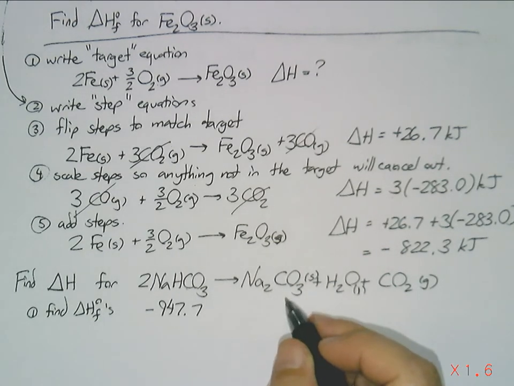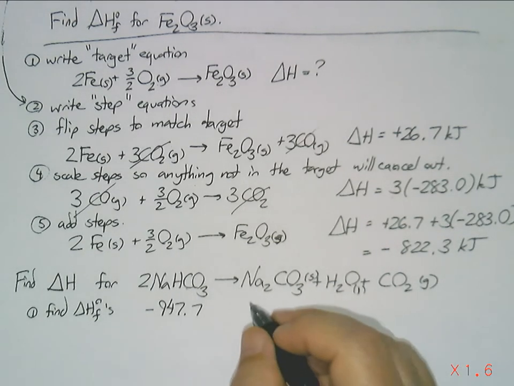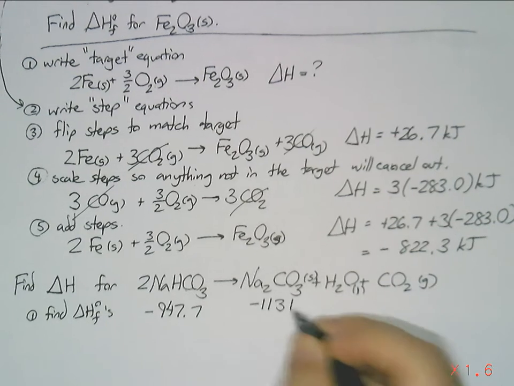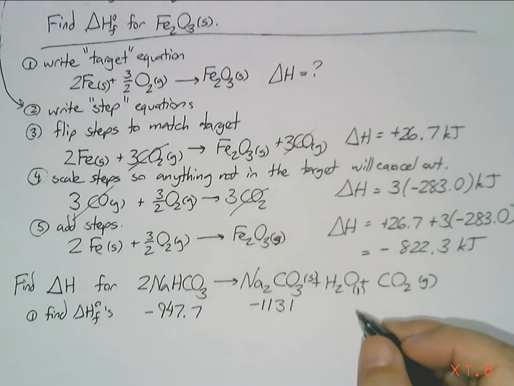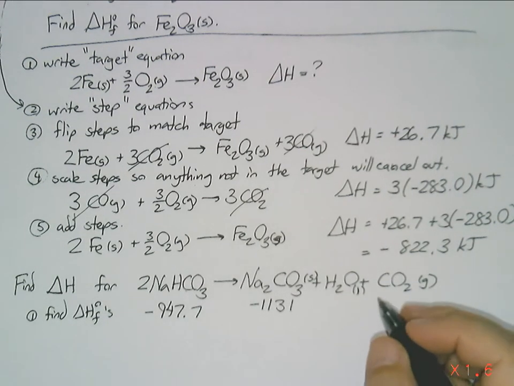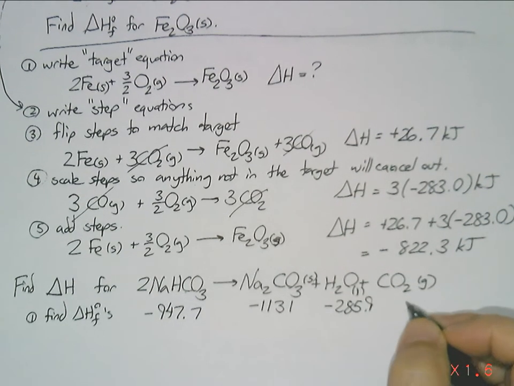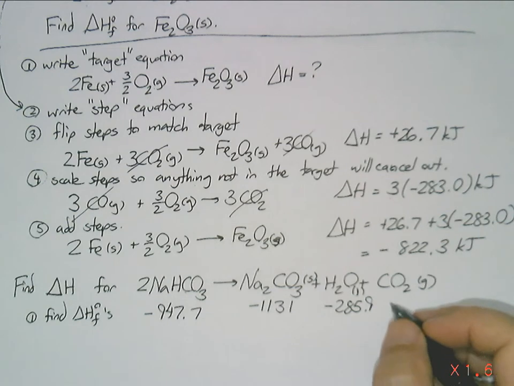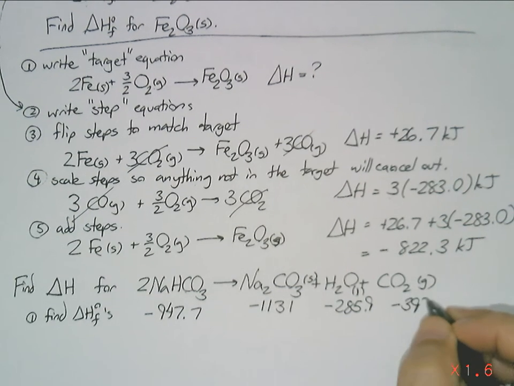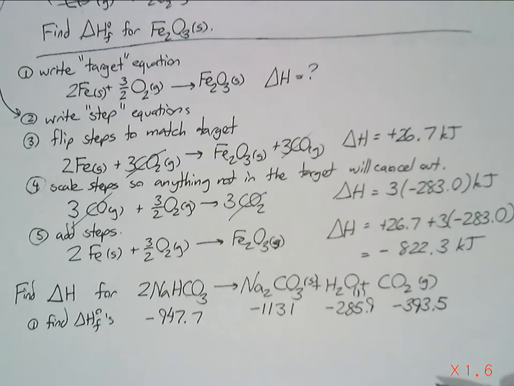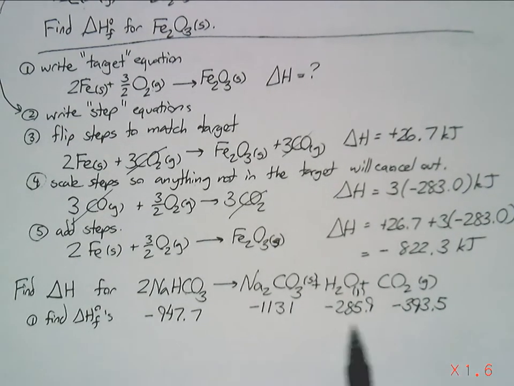And for sodium carbonate, what do I have? Minus 1131. For water, what do I have? Minus 285.9. And for carbon dioxide, I've got, what? Where is it? It's minus 393.5. Okay, so these are the enthalpies of formation for all of these.